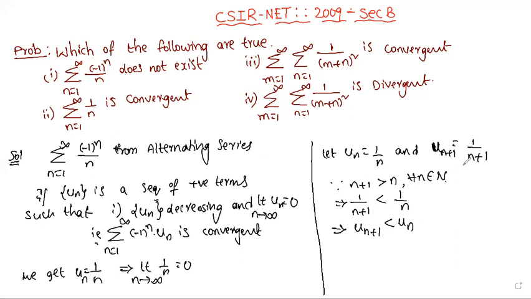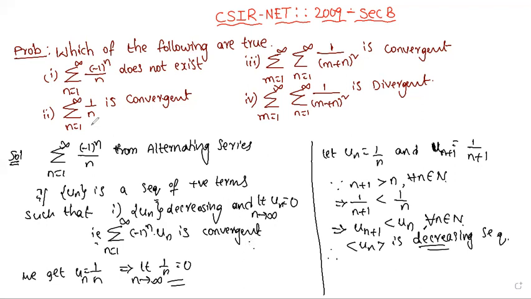So 1 by n plus 1 means un plus 1, and 1 by n means un. So un plus 1 is less than un for all n belonging to N. Therefore, the sequence un is a decreasing sequence. So both conditions of the Leibniz test are satisfied: the sequence is decreasing, and limit n tends to infinity un is equal to 0. Therefore, according to the Leibniz test, the given series is convergent.